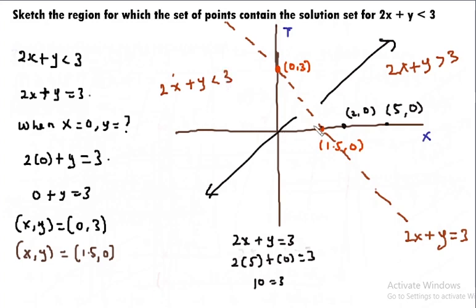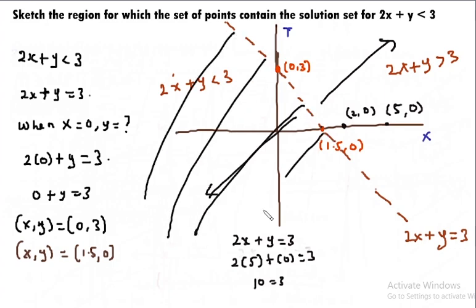So that means this side is 2x plus y less than 3. You can still try to solve it yourself. Pick a value from here and plug it into the equation. Let's say 1, 0 or something. And we are asked to shade the points where 2x plus y is less than or equal to 3. So we'll be shading this part of the graph.